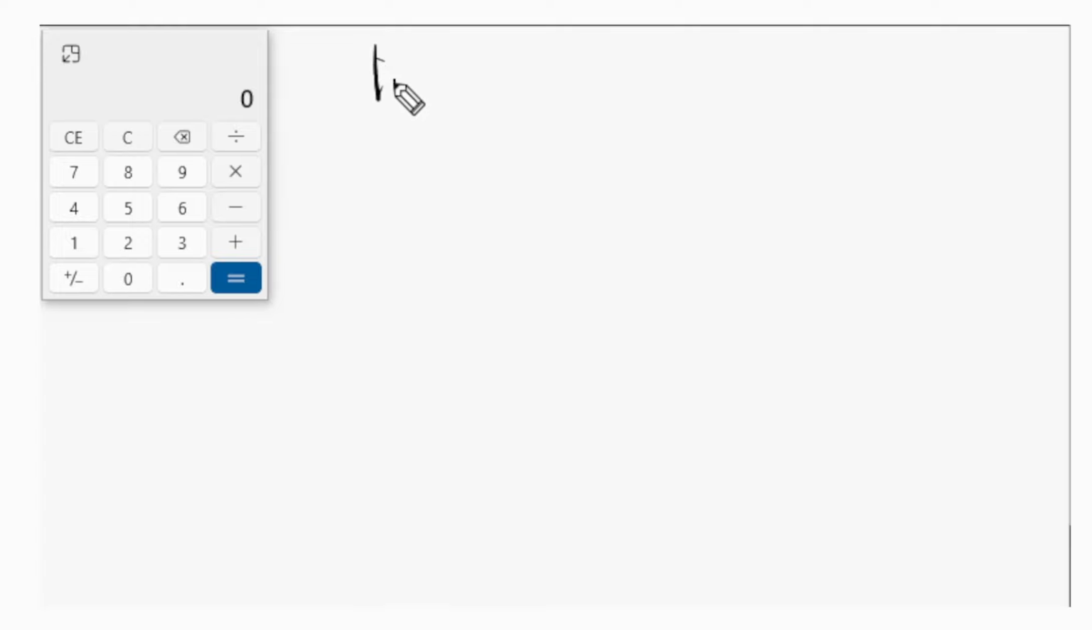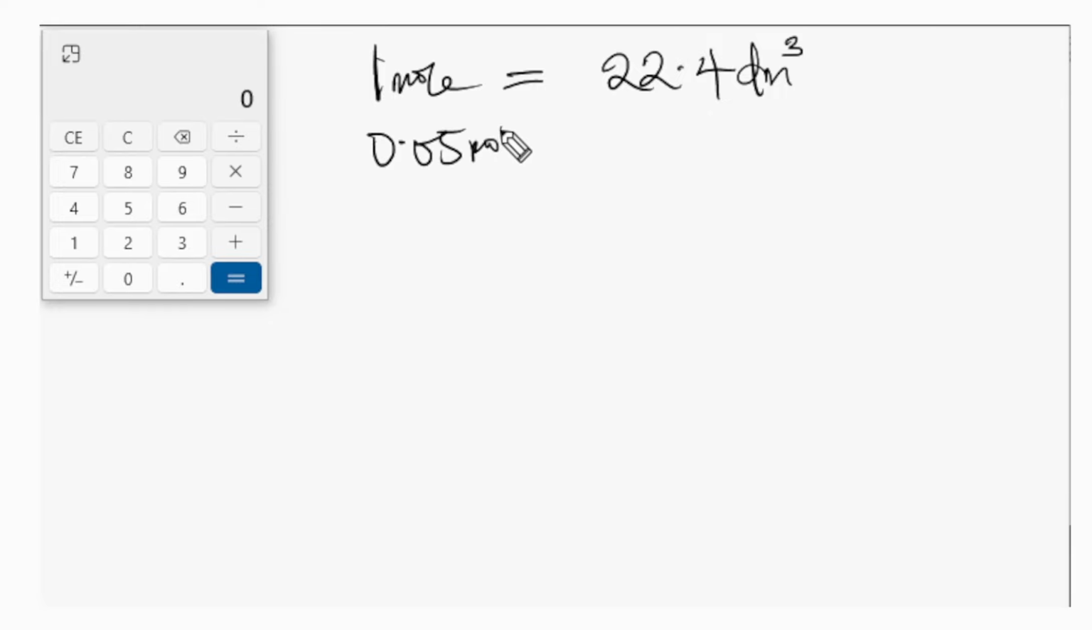So let's take this here. 1 mole of gas has a volume of 22.4 dm cube. That's the standard volume of 1 mole of gas, guys. So here we are told that 0.05 mole of carbon dioxide is liberated, and we want to know the volume that was liberated. So guys, if 1 mole is 22.4 dm cube, then 0.05 mole will be what? We can simply go ahead and cross this out.